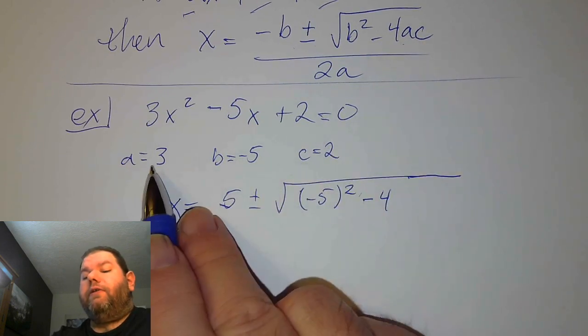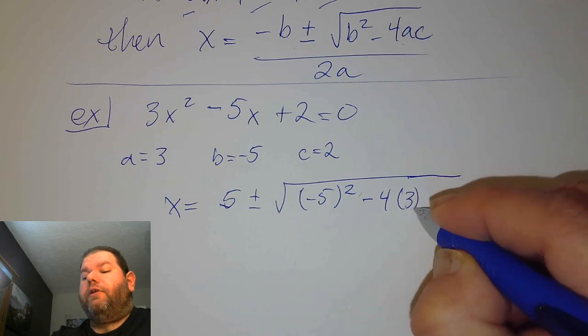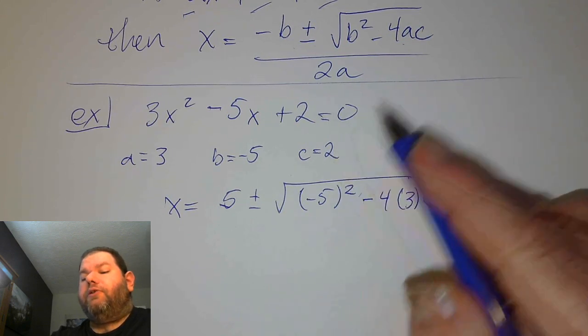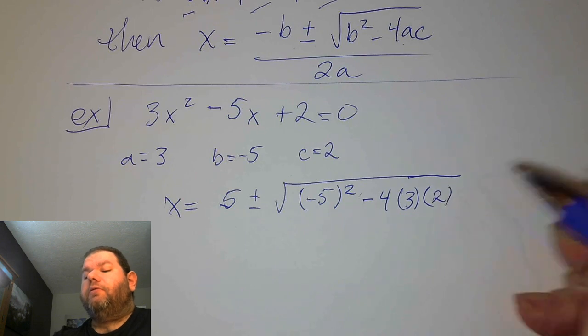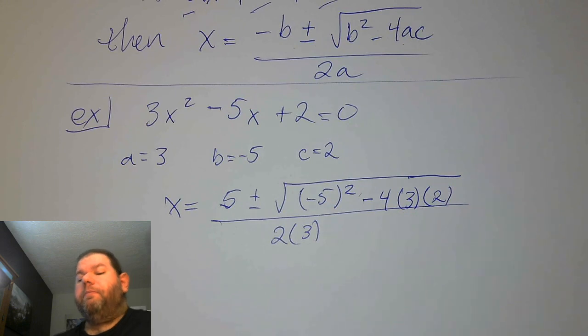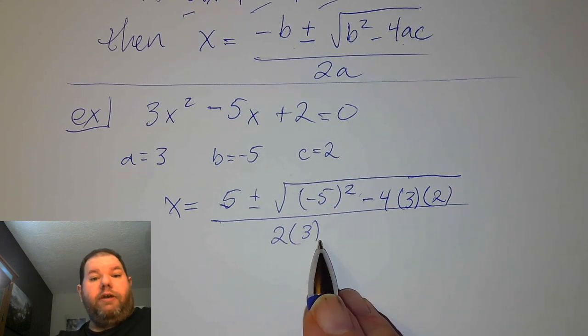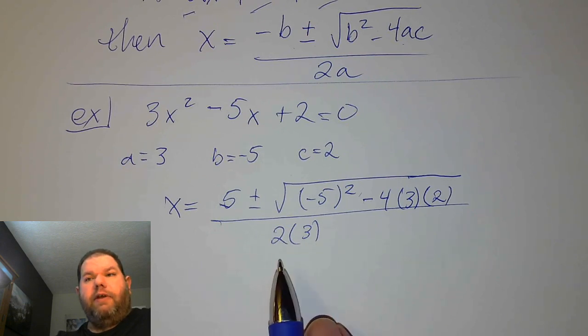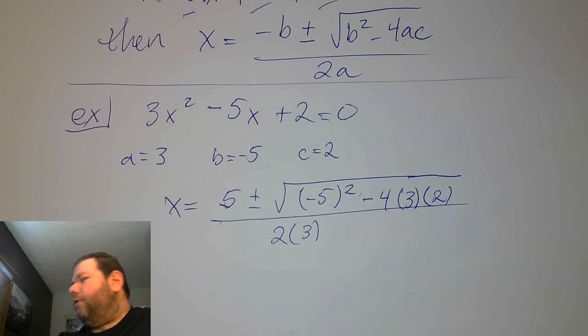So a is 3, so we'll plug that in. Negative 4 times 3 times c, which is 2. And then 2 times a on the bottom, 2 times 3. And again, on the denominator, 2 times 3, we could just write down 6 rather than leaving it as an incomplete multiplication. So even if we take an extra step, it's not a big deal. It's, again, a matter of what level of comfort we have with the material and with what we're doing.